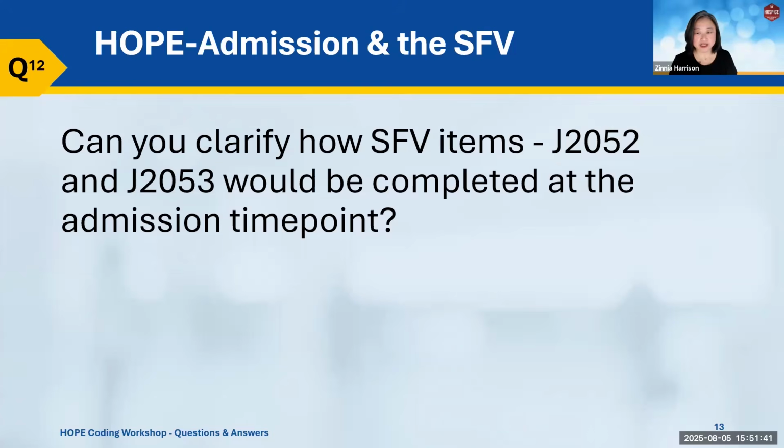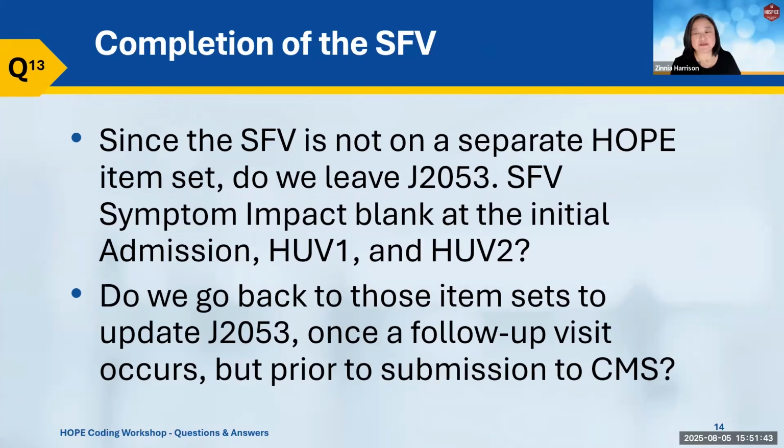But don't go anywhere, Teresa. I'm going to ask you this next one. Since the SFV is not on a separate HOPE item set, do we leave SFV symptom impact blank at the initial assessment, HUV1 and HUV2? Do we go back to those item sets to update J2053 once the follow-up visit occurs, but prior to the submission to CMS?